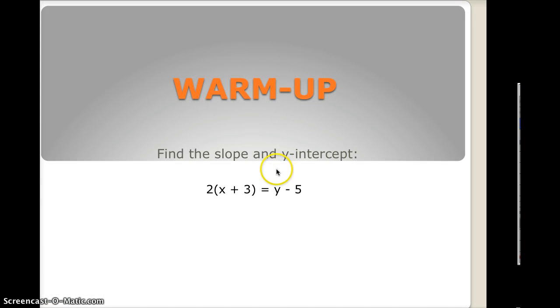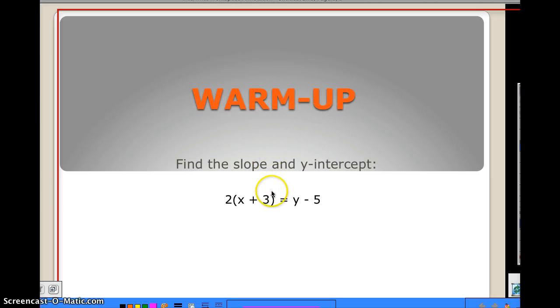Okay guys, try the warm-up. It says find the slope and the y-intercept of 2 times x plus 3 is equal to y minus 5. Put me on pause, go ahead and do it, and then continue and I'll show you how to do it.